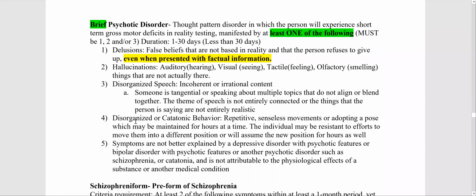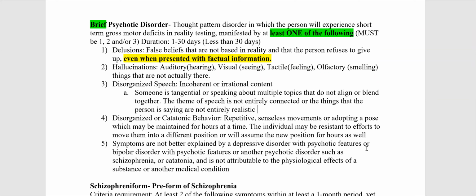And the other symptoms that are possible: disorganized or catatonic behavior, so repetitive senseless movements or adopting a pose which may be maintained for hours at a time, or the individual may be resistant to efforts to move them in a different position, or they assume the new position for hours as well when they are moved.